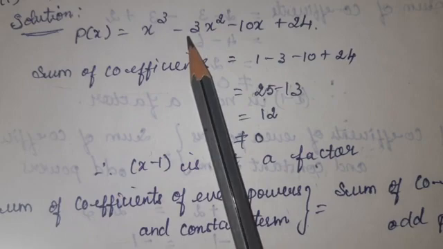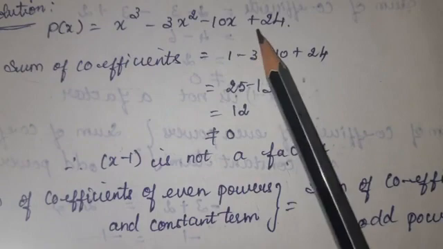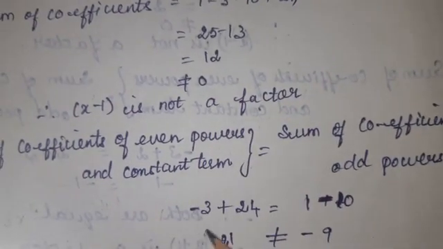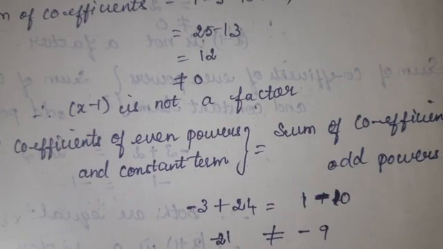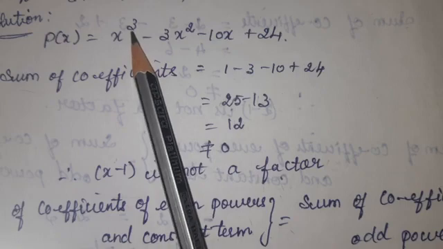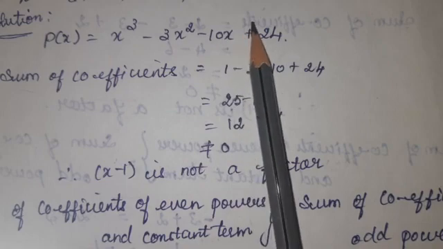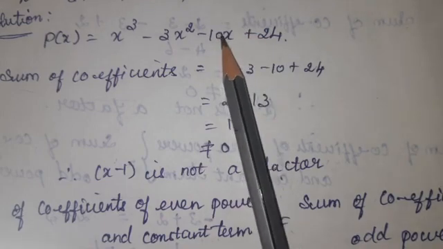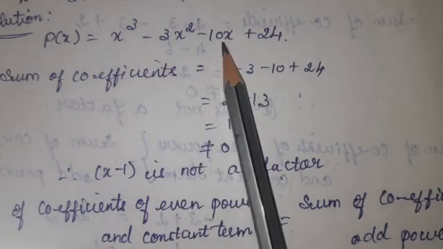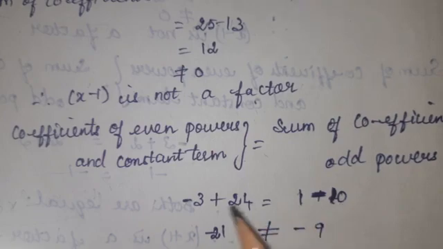The even power coefficient is minus 3, then the constant is plus 24. So I have written minus 3 plus 24 is equal to the sum of the coefficients of odd powers. Cube is an odd power, so the coefficient is 1. The next odd power is x power 1, so the coefficient is minus 10. So 1 minus 10. Here minus 3 plus 24 is 21, and 1 minus 10 is minus 9.